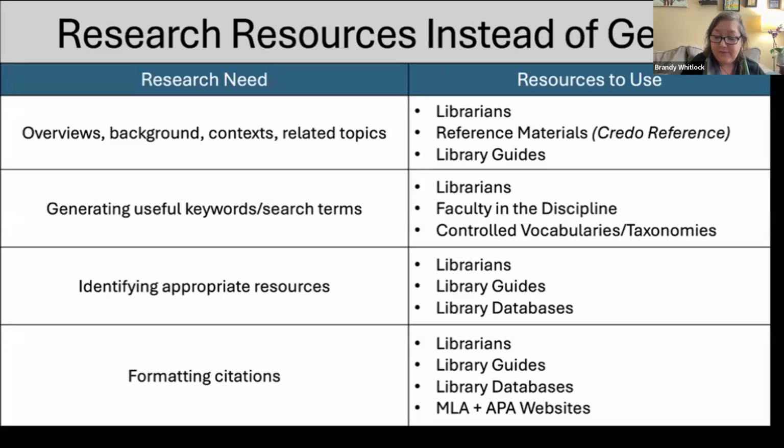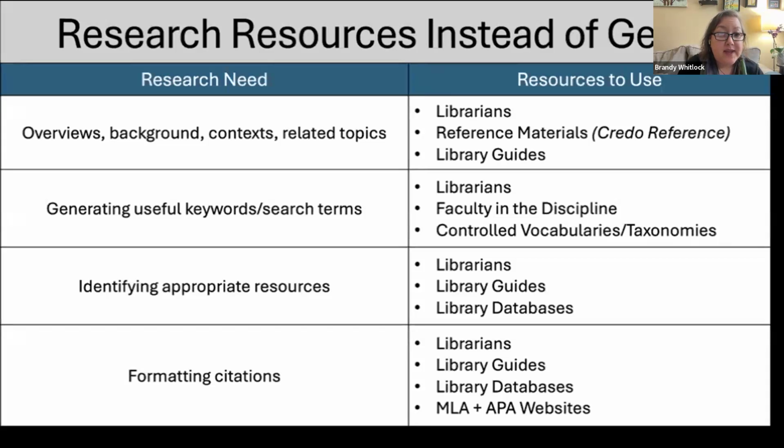But the first resource always is the librarian. We don't know everything, but we do know how to find most things. And so you'll notice that that's a bit of a theme among these different research needs. We also have library guides. A lot of us create these guides, and so we can point students to those. We can embed them in your courses. We can provide access to just certain kinds of databases like Credo Reference that are very specifically reference books and designed to give that kind of information.